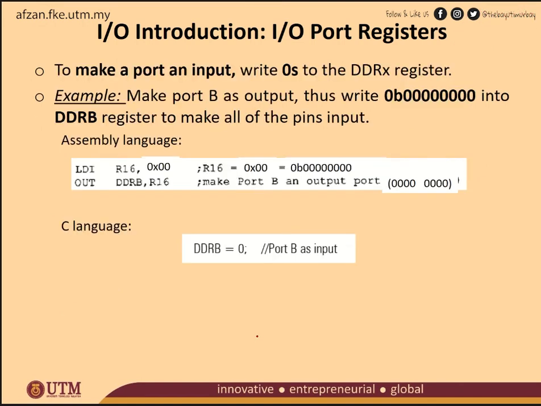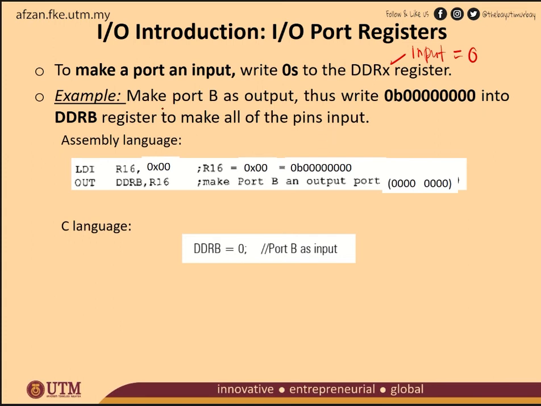Now we are going to make our port an input port. So how do we do that? To make your port an input, make sure that you send 0 to your DDRX register.